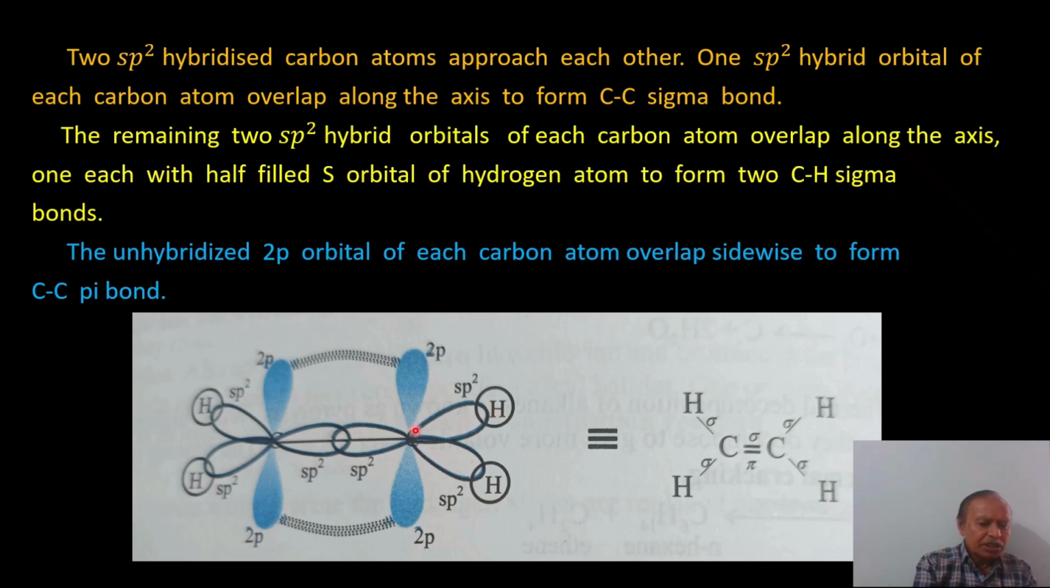Now these p orbitals overlap sidewise. The pi bond that is formed here is formed by the sidewise overlapping of the unhybridized 2p orbitals. This lateral overlapping will result in forming the pi bond. So in this way the bonds are formed between carbon-carbon and carbon-hydrogen atoms.